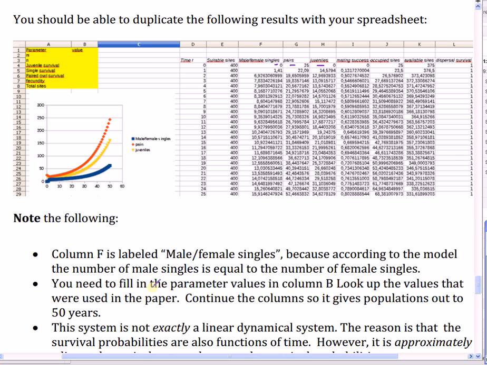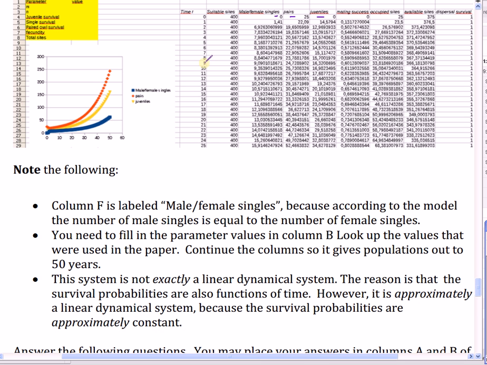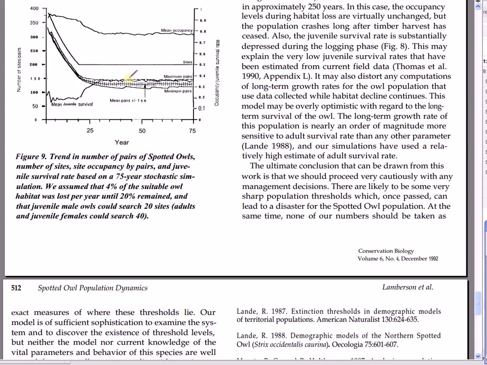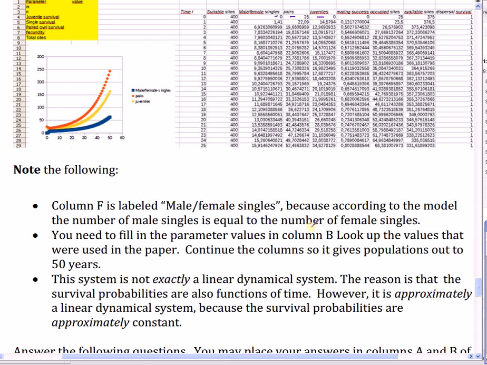Here I said you need to fill in the parameter values in column B, so you'll have to look these up from the paper. I do want the columns down to give 50 here. Here you can just go down to 25, but I want you to take it down to 50. The system is not exactly a linear dynamical system, and the reason is that the survival probabilities are also functions of time. If you recall these arrows that join the different compartments, these arrows themselves are functions of time. So it's not quite a linear dynamical system, but it's close. It's not too far off, and it has many of the same properties.